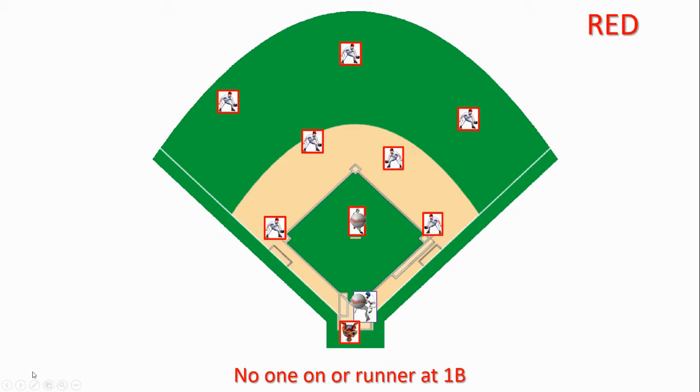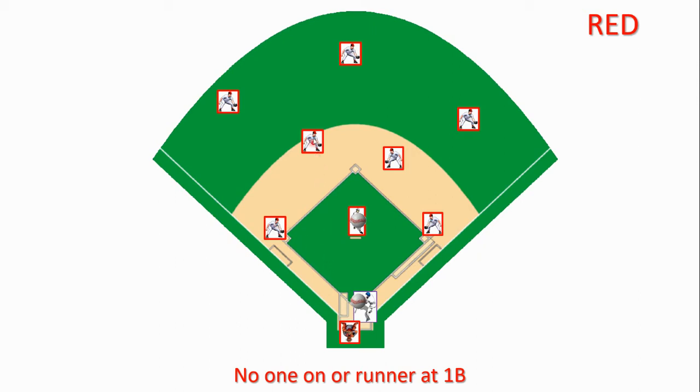And on red, I'll explain it right here, because it's going to be the same no matter where the ball's bunted with nobody on or a runner at first base. On red, what you're telling the pitcher is he's calling it out before the bunt, because we have a feeling that they're going to bunt. He's responsible for this side of the infield, and the third baseman is responsible for this side. So very simple. That's just the way we cover.